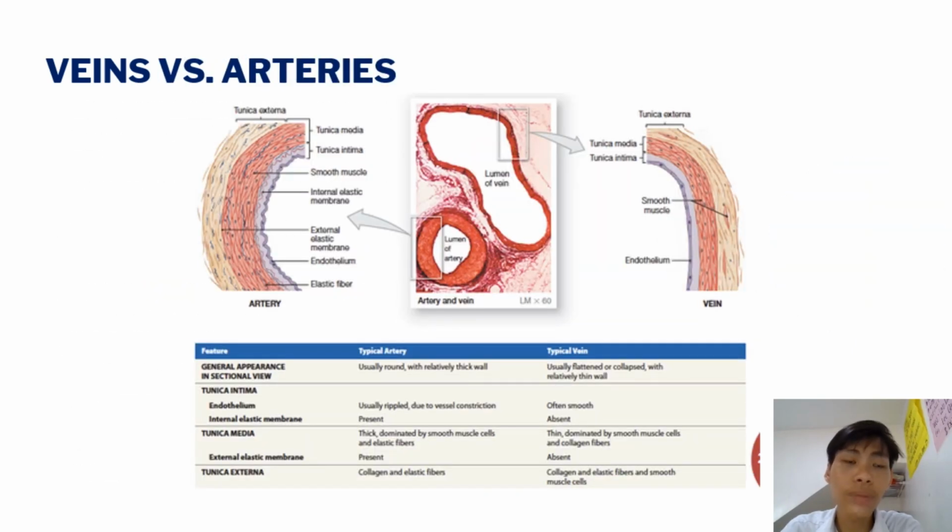If we simply compare veins and arteries, we can see the comparison here in the table. But simply saying, while arteries have branches, veins have tributaries. Tributaries are smaller veins which drain into the larger main veins. We'll meet some of those today.